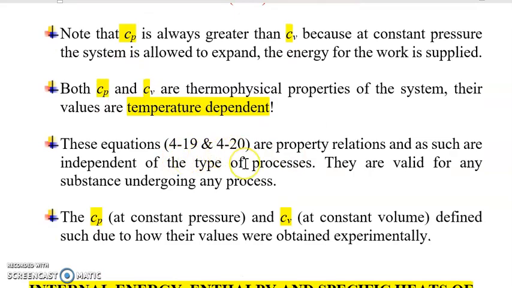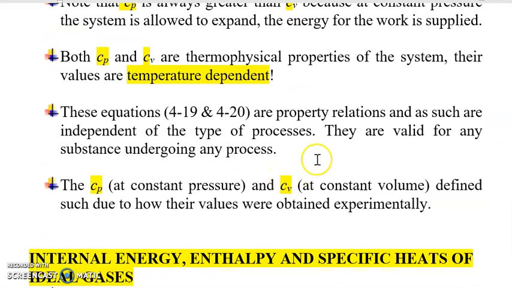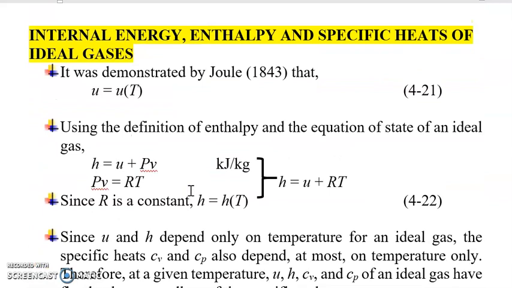So equations 419 and 420, for Cp and Cv, are property relations, and they are actually independent of the type of process. So why do we define them at constant pressure and constant volume? Well, because that's how their values were obtained experimentally by earlier researchers. Internal energy, enthalpy, and specific heats of ideal gases.